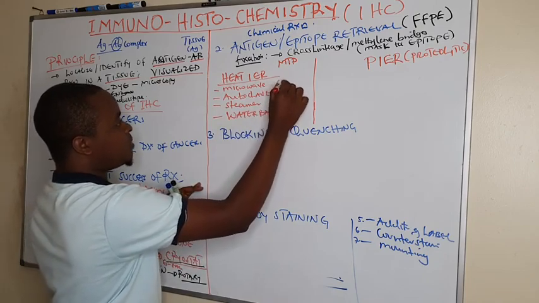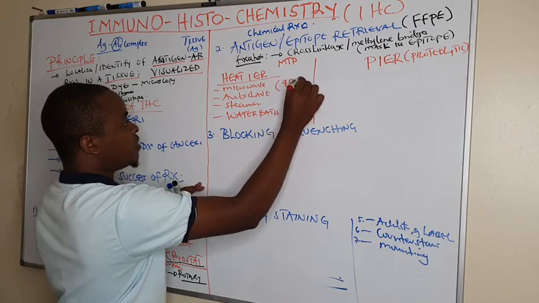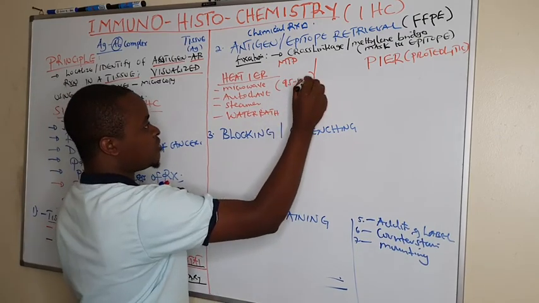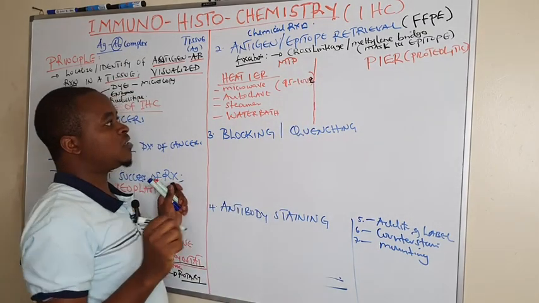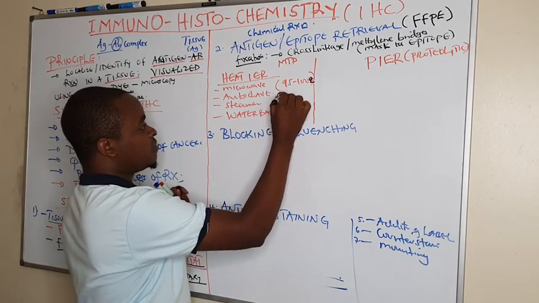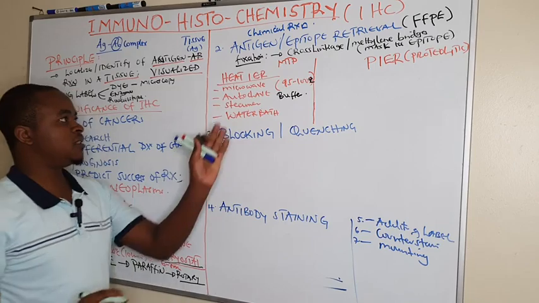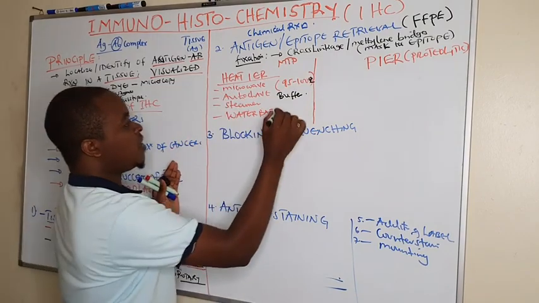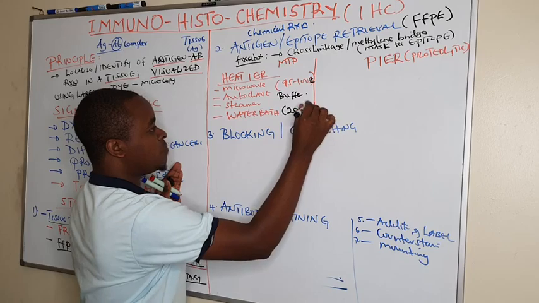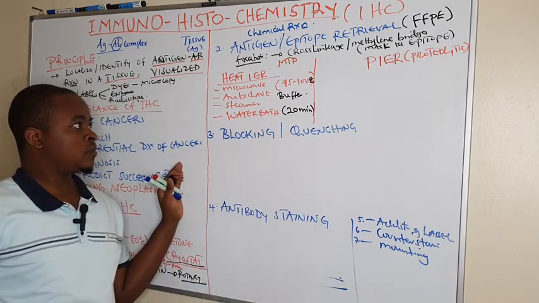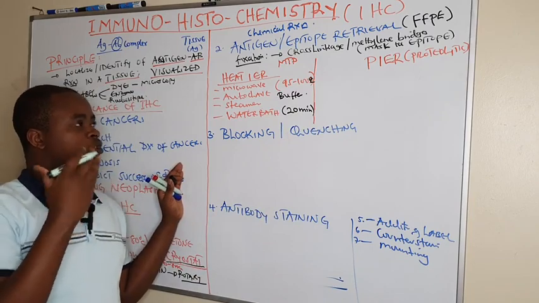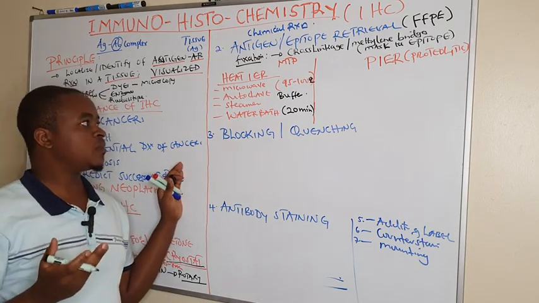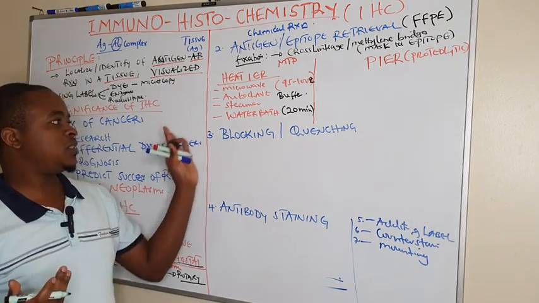And this one is done at a temperature of between 95 and 100 degrees centigrade, in a buffer. Before heat-induced epitope retrieval, we first take the section to water, then we bring it in this, and specifically it is done for 20 minutes. So that during heating, it is going to break the cross-linkage and methylene bridges to expose the epitopes. And after it has exposed the epitopes, it is ready for blocking.